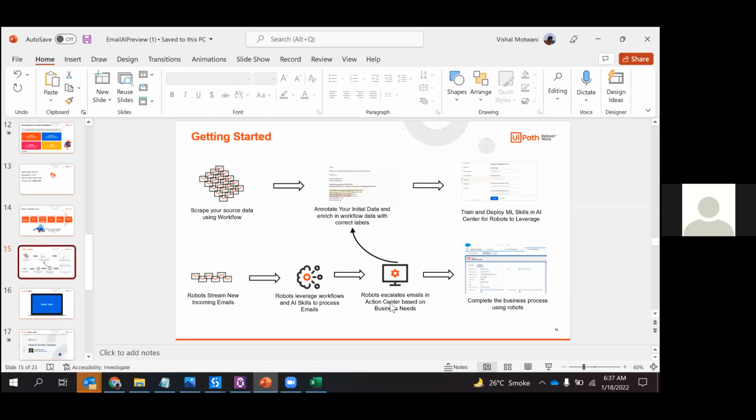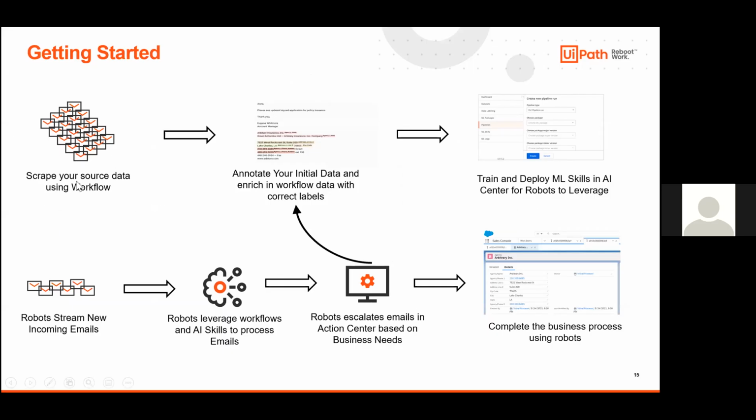So just to summarize, what you will be seeing is as follows. We have already scraped a lot of emails, annotated these emails, created some standard data sets and given them to you. You can use these standard data sets and train your own machine learning models in AI Center and go from there. And now in the sample workflow, when there are new incoming emails, we will use the machine learning models trained and deployed in AI Center.